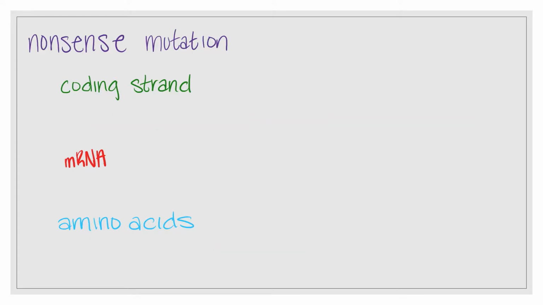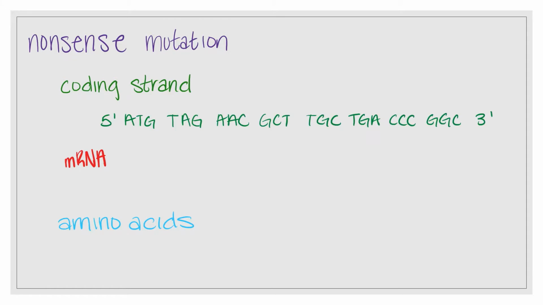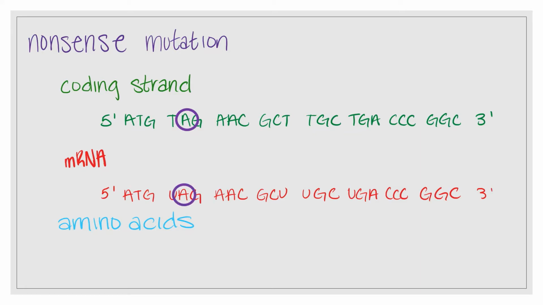Next is a nonsense mutation. I'm going to change the first G in the second codon into an A. This causes the codon to now be UAG, which is a stop codon. Nonsense mutations are when protein formation stops earlier than normal. This change from a G to an A is called a transition because they are both purines. This would mess up the formation of the entire protein.